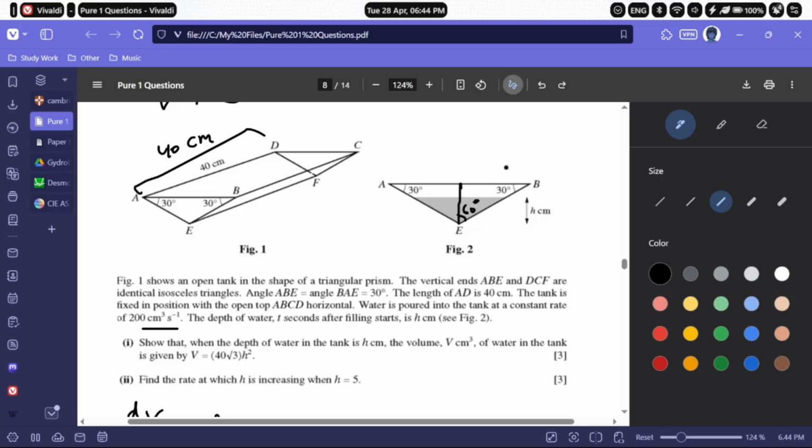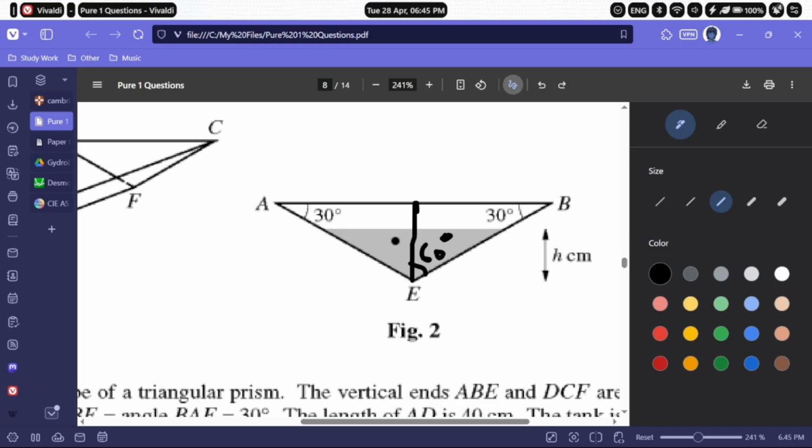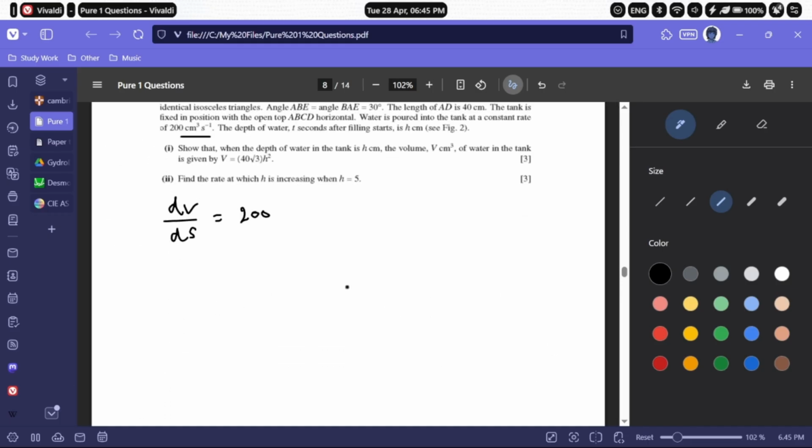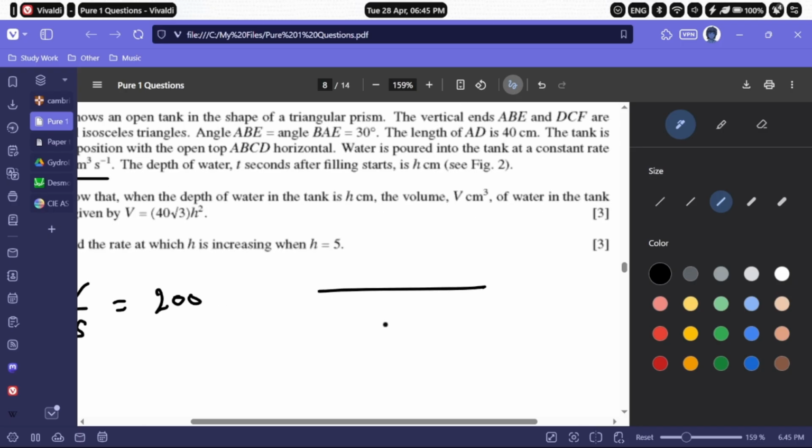how would you even find out the cross-sectional area over here? h is basically your height in this case, and it's just an isosceles triangle. So you already have the height. You have to find out this side over here so that you can do half into base into height, right? So wait, let me make a better diagram. Okay, this is h.